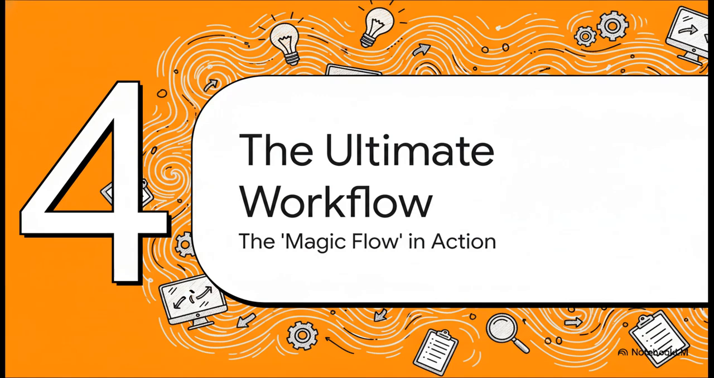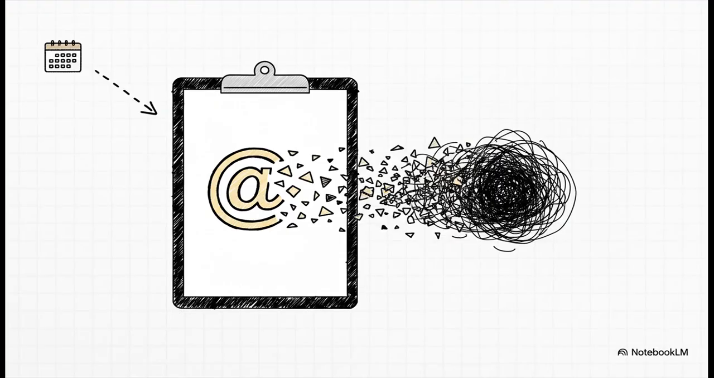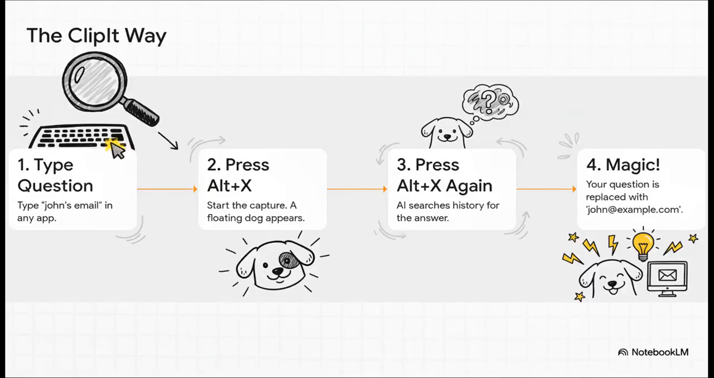So, we've seen all the individual pieces of the puzzle. Now let's put it all together and see how they create what the developer calls the magic flow. This is where it all comes together into a totally seamless experience. Let's just use a super simple, relatable example. You vaguely remember copying your colleague John's email yesterday. Of course, it's long gone from your clipboard now. The old way would mean you are about to start a very annoying search. But with ClipIt, it's a completely different world.